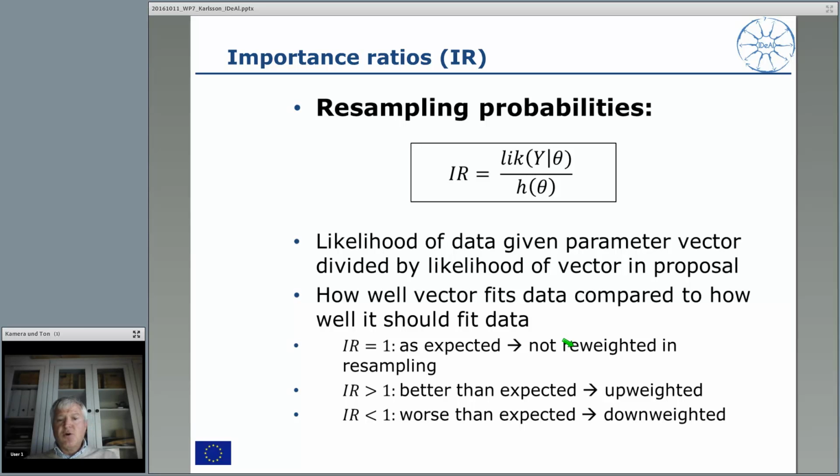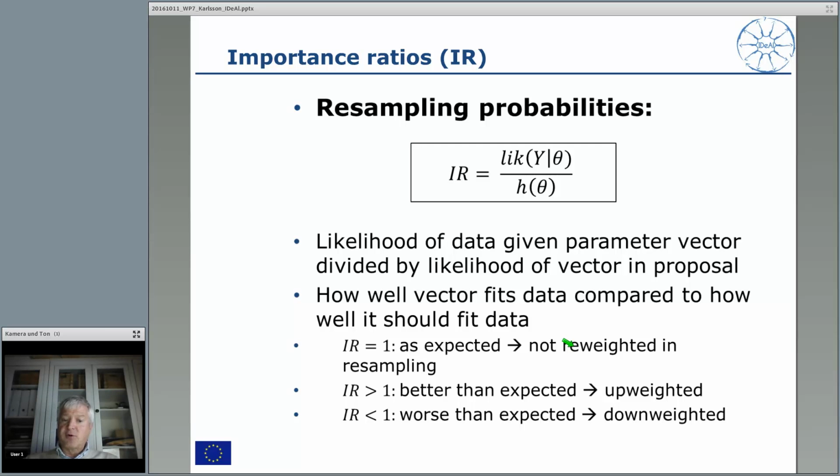So what we do in the importance ratio is that we compare how well a parameter vector fits the data compared to how well we expect it to fit the data. So if the ratio is 1, the parameter vector fits just as well as we would expect, and this parameter vector is not re-weighted in the resampling in the third step.